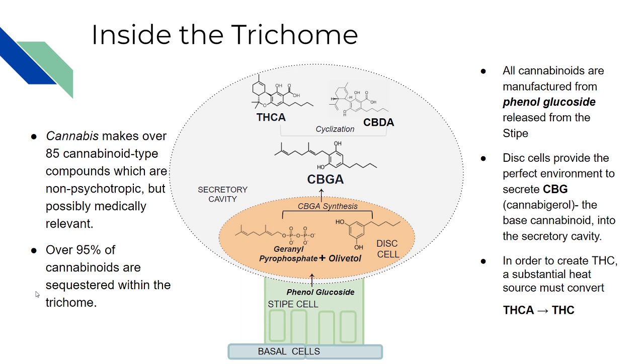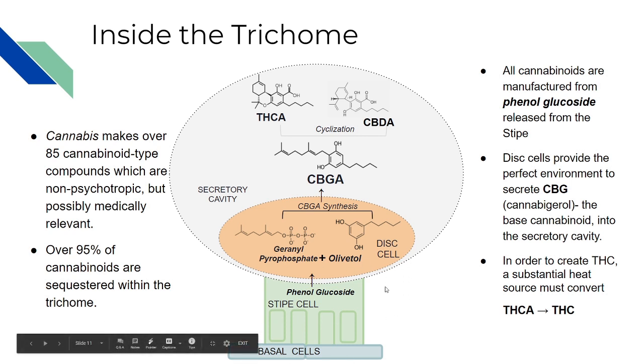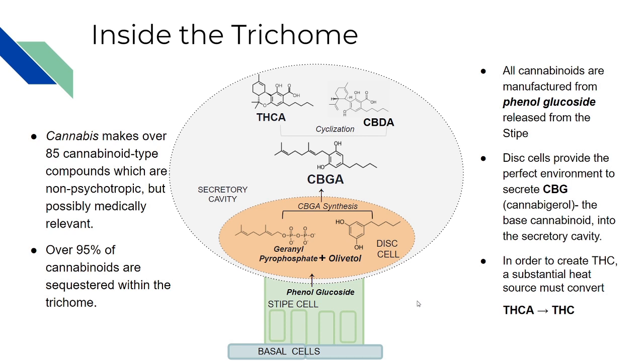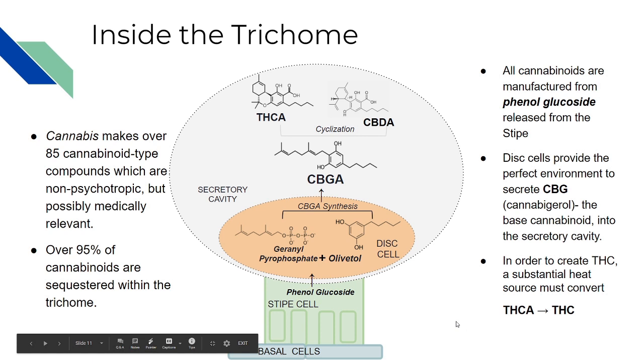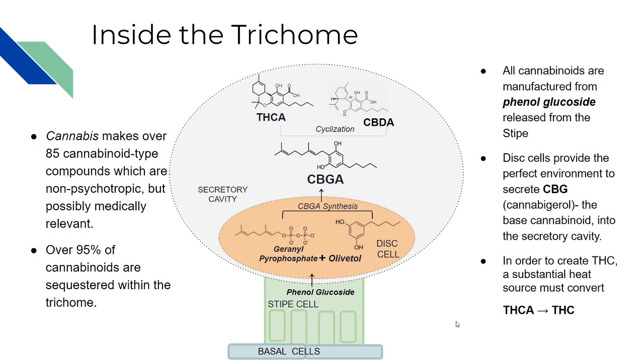Looking inside the trichome, we find two cell types, the stipe cell here and the disc cell in orange, which lead to a secretory cavity, which is in gray. Over 95% of the cannabinoids that are manufactured are made in the trichomes. There are two types of trichomes, tall and short, and cannabinoids are made here from phenol glucosides secreted from the stipe cell. The disc cell releases CBGA that it makes from the phenol glucoside into the secretory cavity. And depending on what type of plant you have, a cyclization into THCA or CBDA will occur.